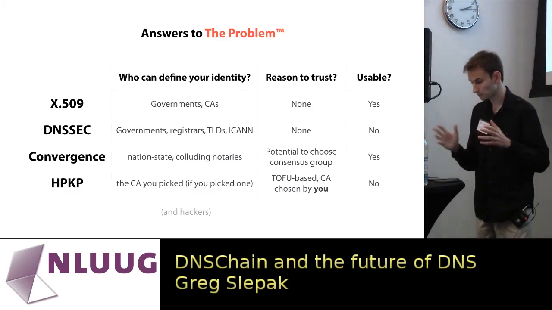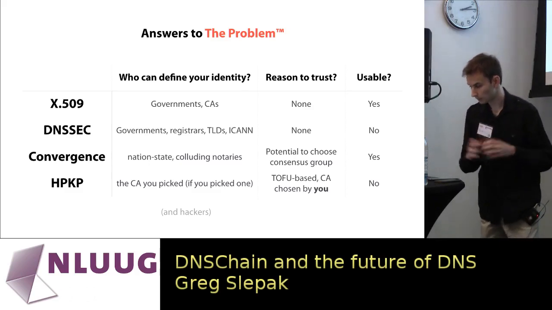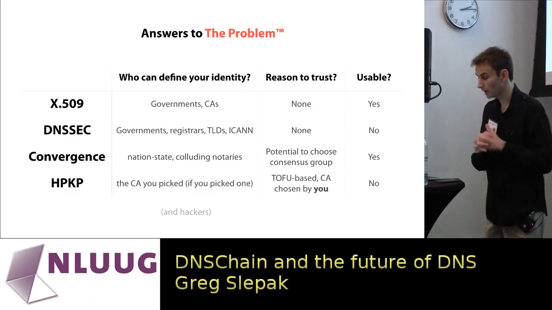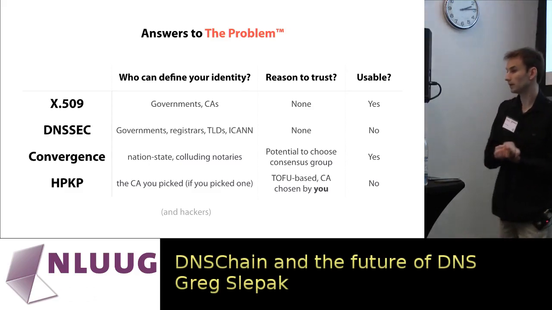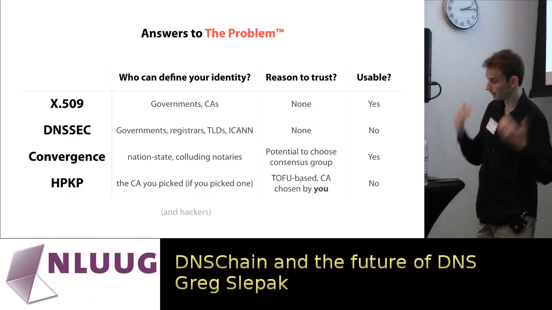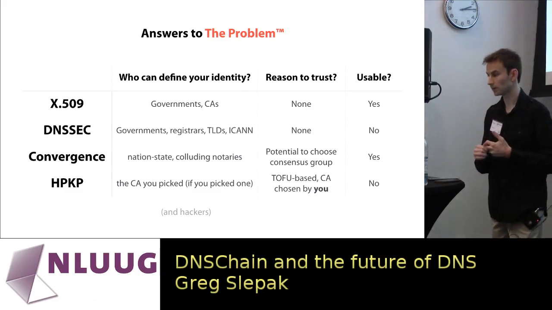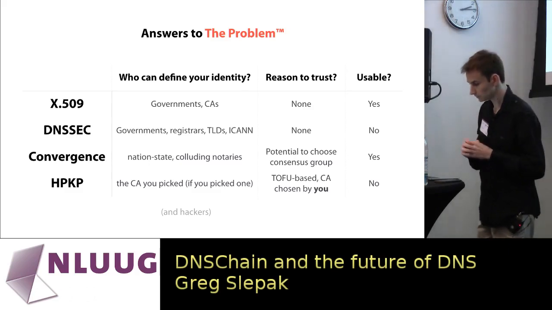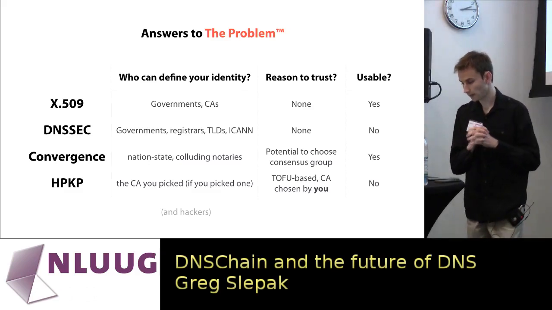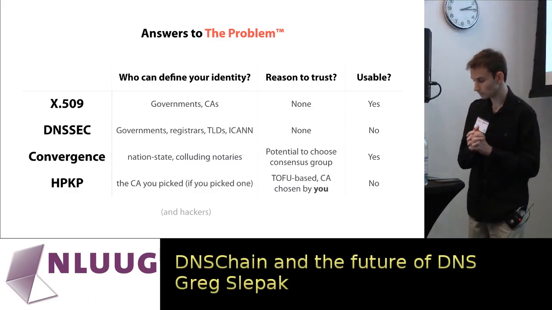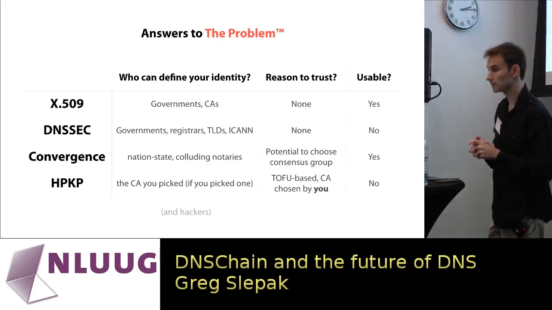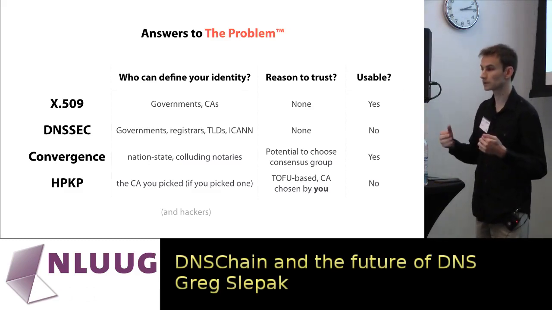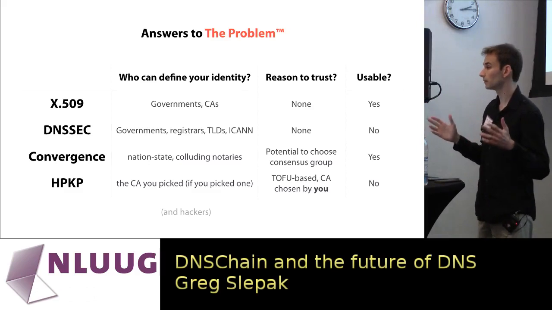DNS, and more. Governments, registrars, TLDs, we went over that. Same, no reason to trust. Convergence. Nation states would have the ability to attack convergence. So if that's part of your threat model, it's not with colluding notaries. Is there reason to trust convergence? Well, in effect, there is some reason because it gives users the potential to choose the consensus group that they trust, whereas X509 doesn't give you that option.